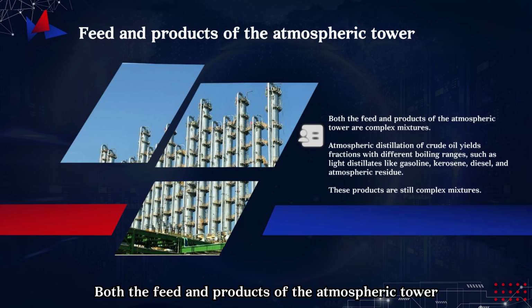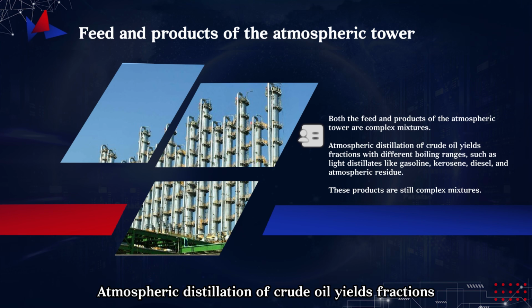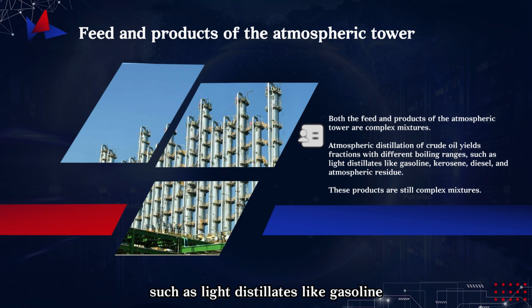Both the feed and products of the atmospheric tower are complex mixtures. Atmospheric distillation of crude oil yields fractions with different boiling ranges, such as light distillates like gasoline, kerosene, diesel, and atmospheric residue. These products are still complex mixtures.